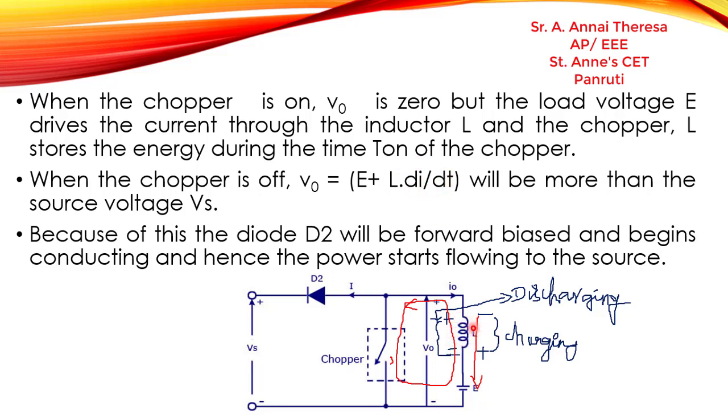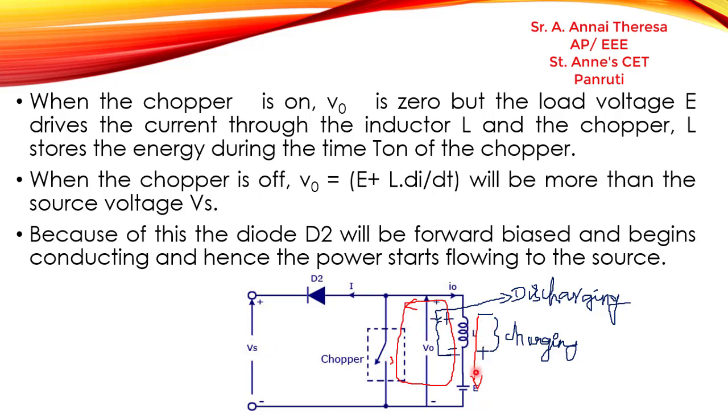The change in current with respect to time into the inductance value is the voltage across this inductor. So the EMF of this battery source plus L into di by dt will appear across this load. This V0, the output voltage, will be greater than the supply voltage. So when the switch is off, the output voltage is greater than the input voltage. That's why it is also called a step up chopper.